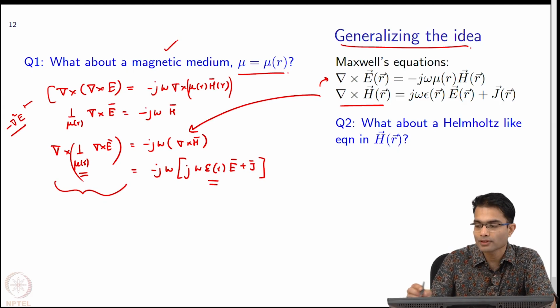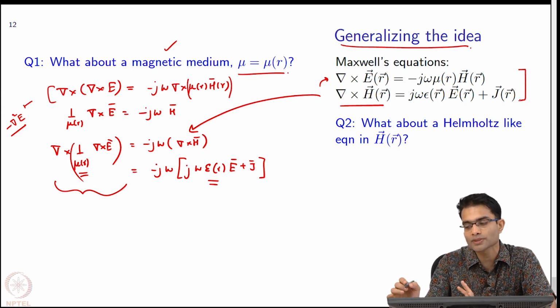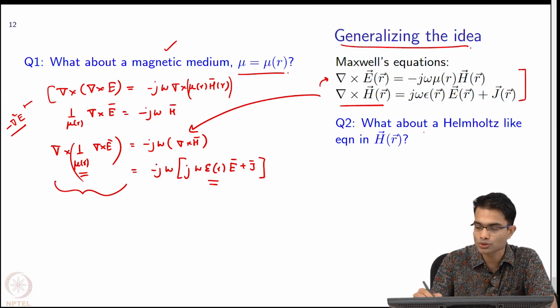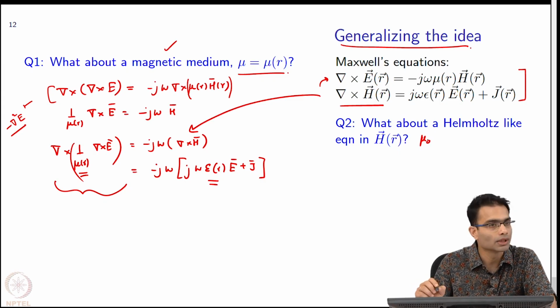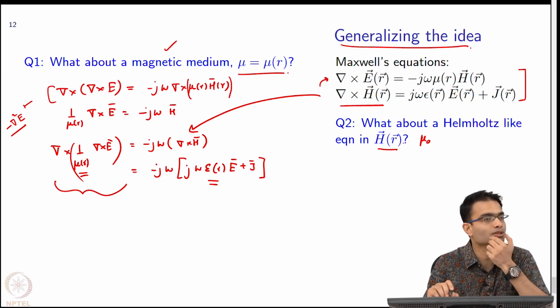Now what we did was we took these equations. Let's assume that we don't have a magnetic medium. Let's assume that I have just mu naught. We formed an equation, the Helmholtz or the wave equation, only in E. Can I do the same thing in H? Can I form a del squared H term? I have one answer that says yes. Anyone else?